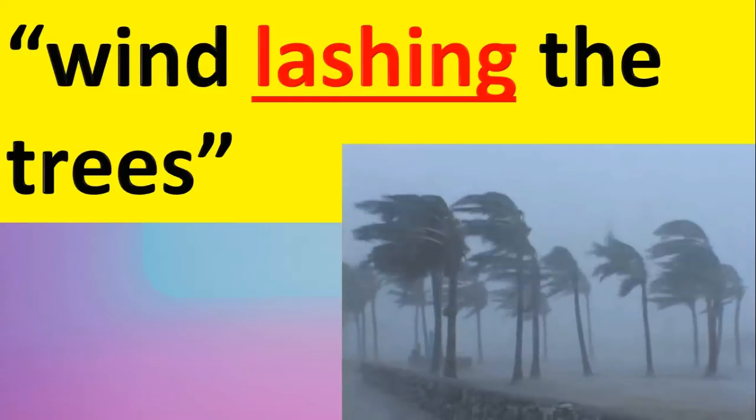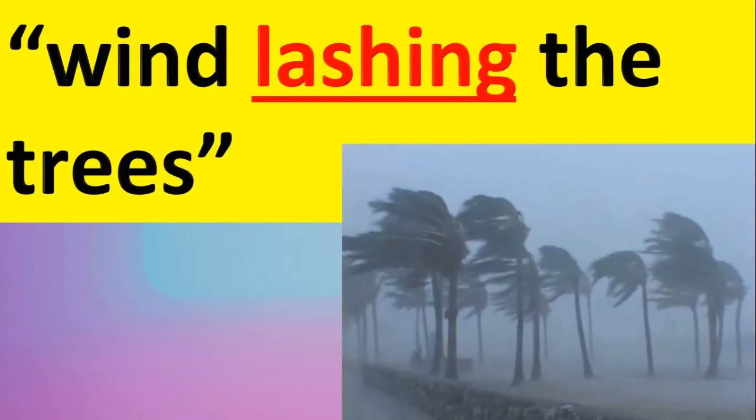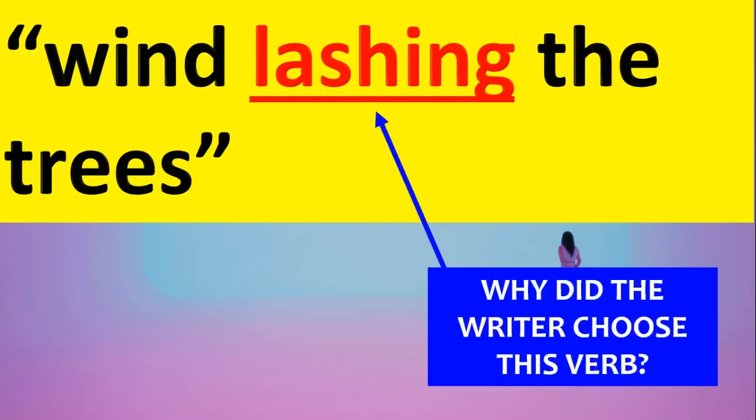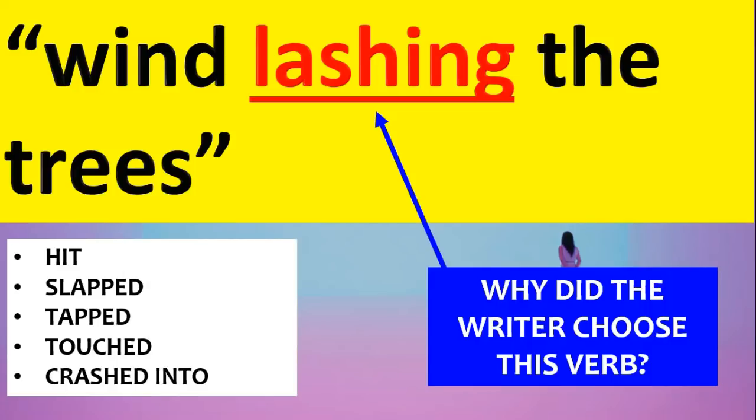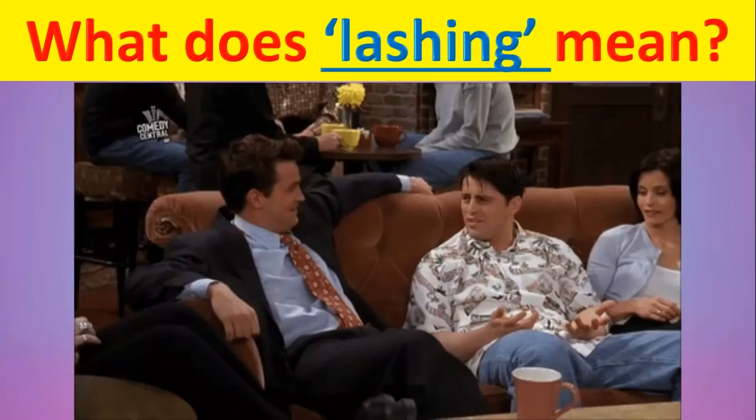The one we're going to look at first is the wind lashing the trees. The writer could have put lots of different verbs. He or she could have put the wind hit the trees, the wind slapped the trees, the wind tapped the trees, the wind touched the trees, the wind crashed into. So think to yourself, why has lash been used? What does that suggest? What connotations do we get from lashing?